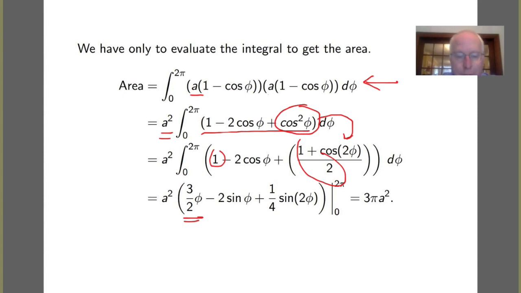So the antiderivative of 3 halves is 3 halves phi. The antiderivative of the cosine is the sine, so we have minus 2 sine phi. And then the cosine of 2 phi over 2 integrates to 1/4 sine of 2 phi. We put in the limits 0 to 2 pi. So the sine terms all vanish in these calculations. All that survives is the leading term evaluated at 2 pi. And we come up with 3 pi a squared, the area under one arch of the cycloid generated by a rolling circle of radius a.